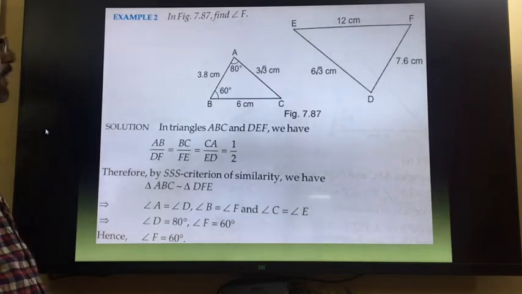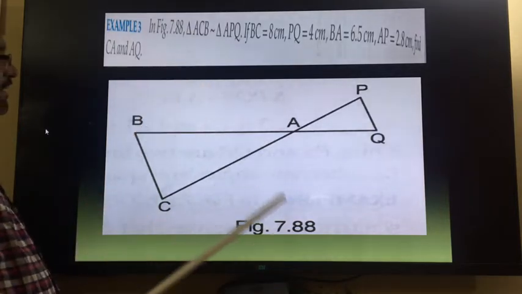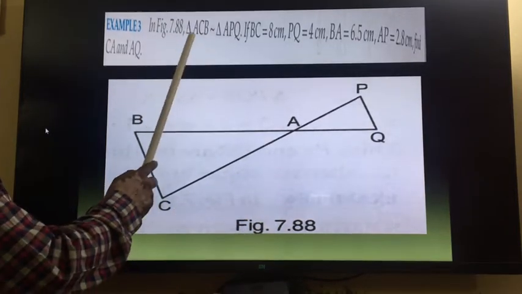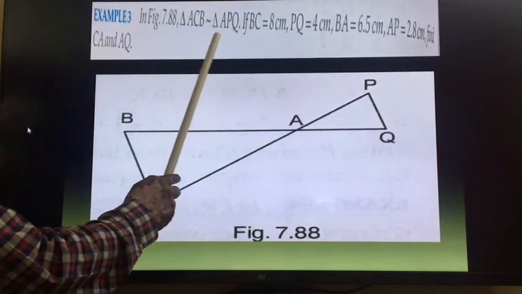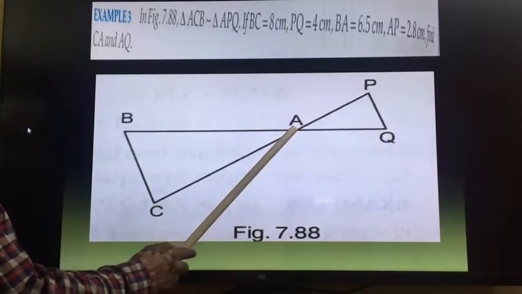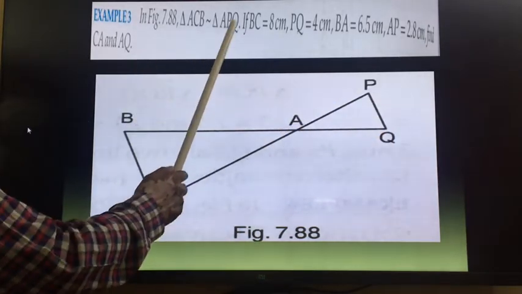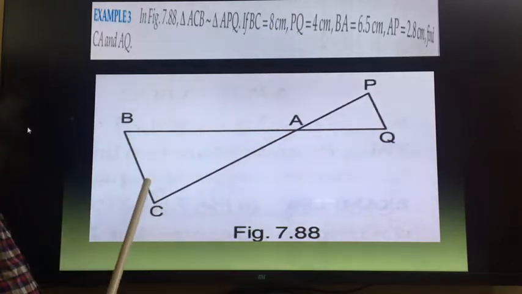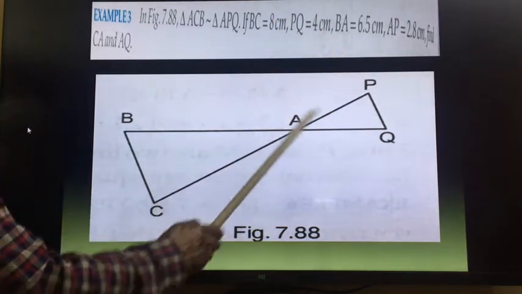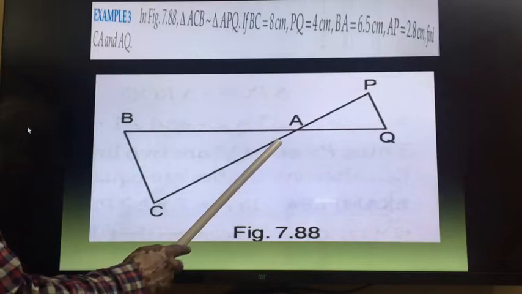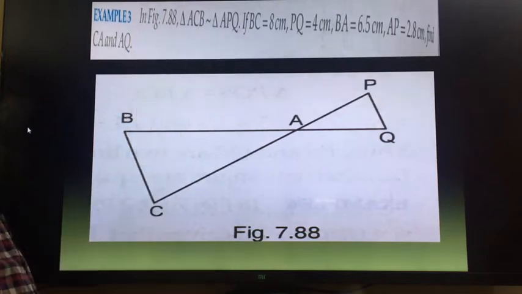Now you see the next example. In this case, figure 7.88 is given, and in this figure, triangle ACB is similar to triangle APQ. So APQ, order is important. APQ is similar to ACB. It is given that BC is equal to 8, and PQ is equal to 4, BA is equal to 6.5, AP is equal to 2.8 centimeter. Then we have to find out the length of CA and the length of AQ.